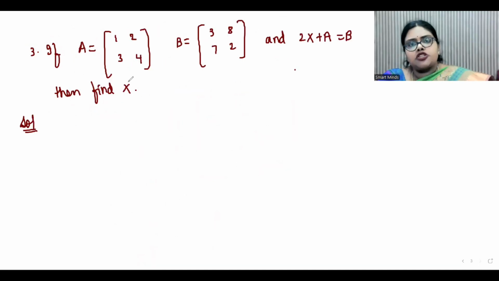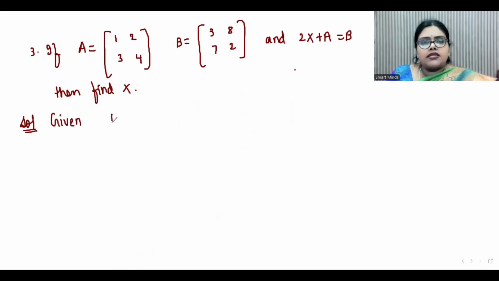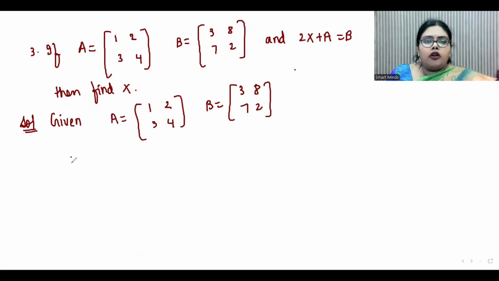Now take the next question. If A and B are given and 2X plus A is equal to B is the condition given, then find X. So first let us write what is given to us. A is given [1, 2; 3, 4]. B is given [3, 8; 7, 2]. And also what is given to us? 2X plus A is equal to B.